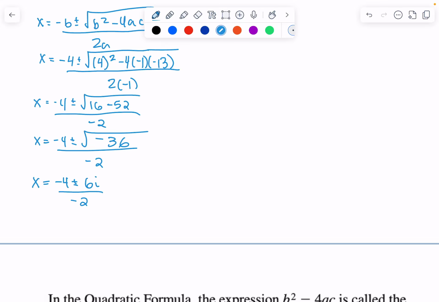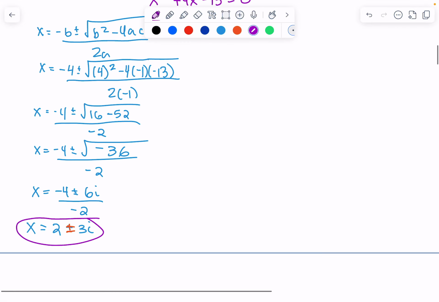Now, both those values are divisible by 2, so negative 4 divided by negative 2 is just 2, and then 6 divided by 2 is 3i. I don't have to worry so much about the plus or minus because positive 6i divided by negative 2 gives me that negative, and then negative 6i divided by negative 2 gives me that positive. So either way, we get the plus or minus. All right, very good. So that's the solution to the third example.